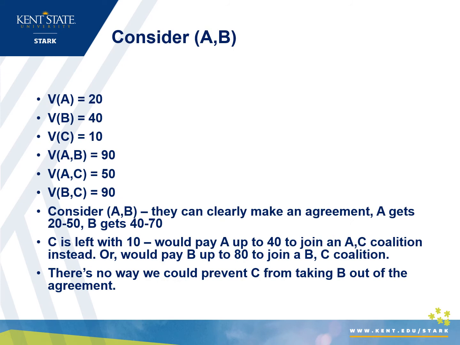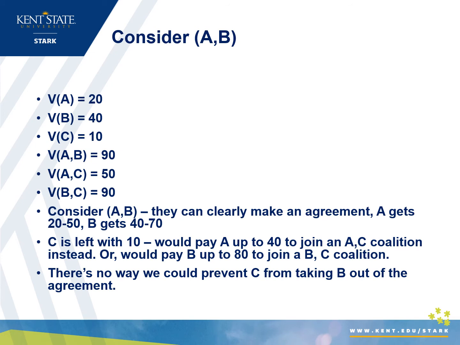Okay, so let's think about that A-B coalition. They can make an agreement. When they make this agreement, we need to make sure that A gets at least 20 and B gets at least 40, which means when we break it down, they have 90 units in that coalition, A can get anywhere between 20 and 50, B can get between 40 and 70, and they'll be perfectly happy. So we could split this 20-70, 20 for A, 70 for B. B would be thrilled with that, A would be willing to go along with it. Or A could get 50, B could get 40. B would barely go along with it, but A would be thrilled. So somewhere between 20 and 50 for A and 40 and 70 for B.